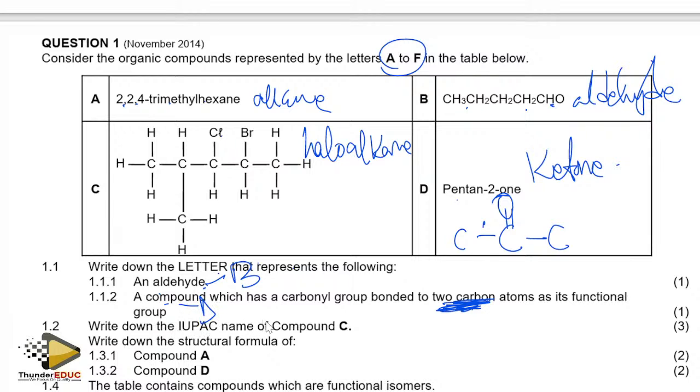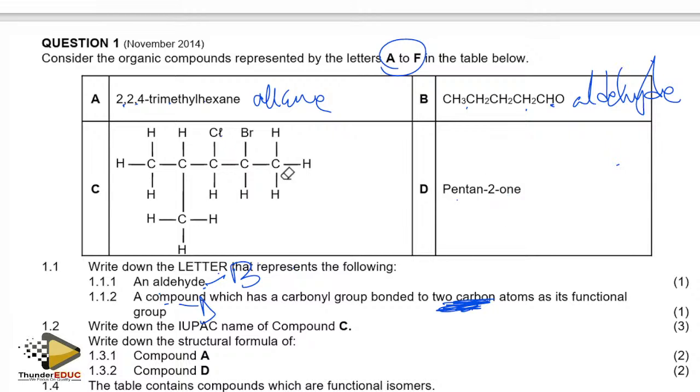Write down the IUPAC name of C. Where is C? Okay, it is a haloalkane. So when you're naming it, we have to bring it out. Let's name it out and then we see. Haloalkane C. Can you name it? People who are on live, can you name it?